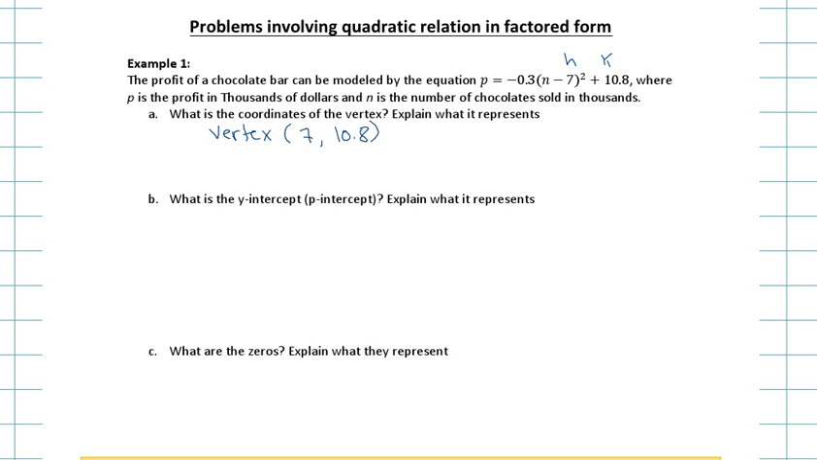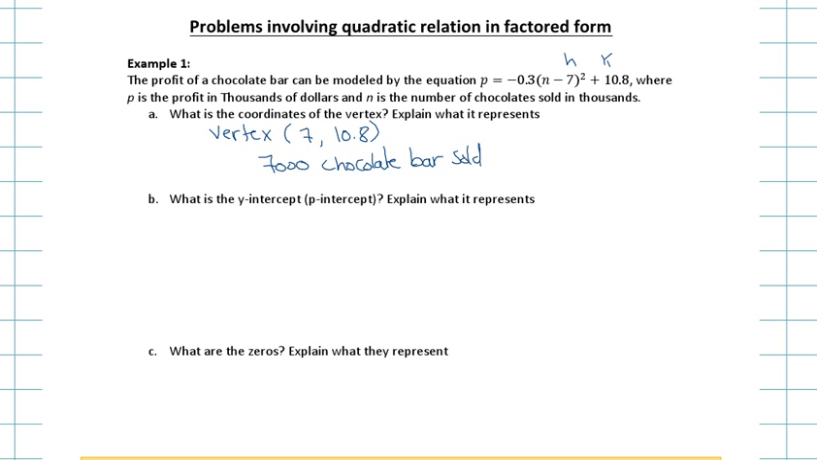What does the 7 represent? The x value, or the n value in this case, which is the number of chocolates. Is that 7 chocolates or 7,000? Because it's the number of chocolates in thousands, the 7 is actually 7,000. So this represents 7,000 chocolate bars sold.